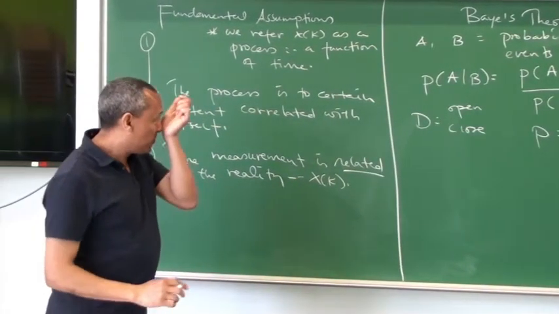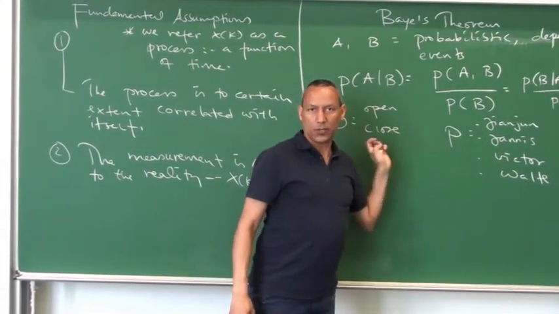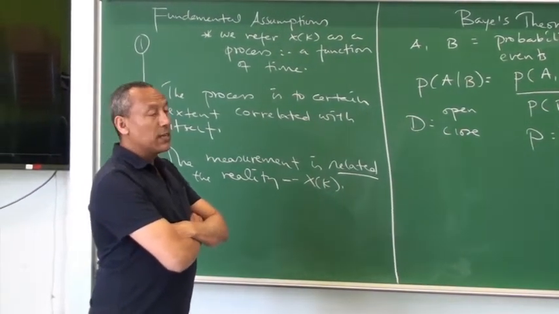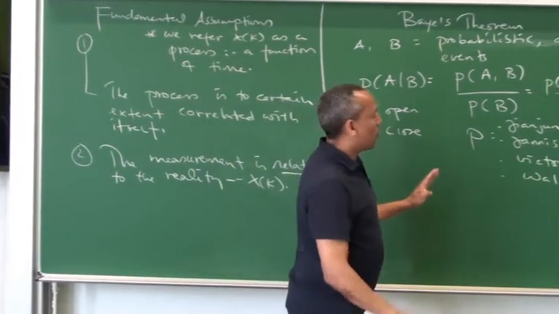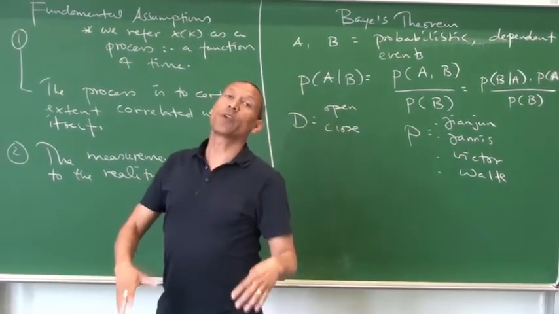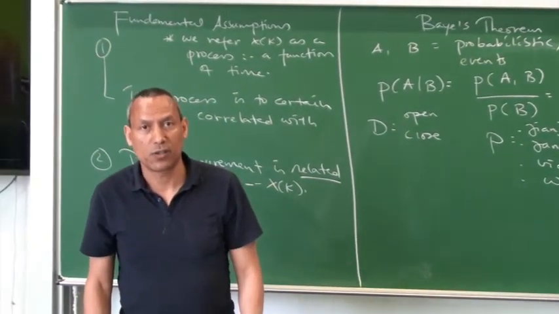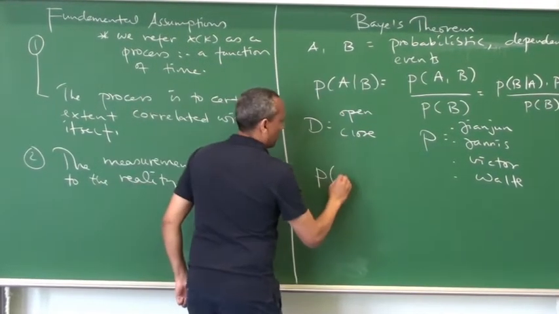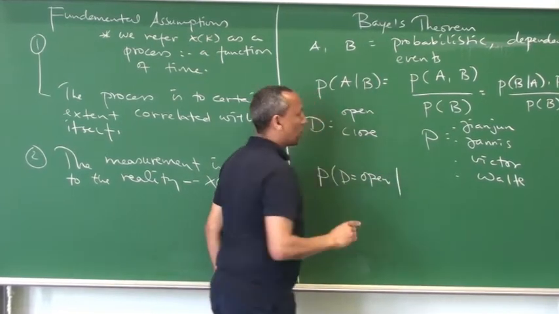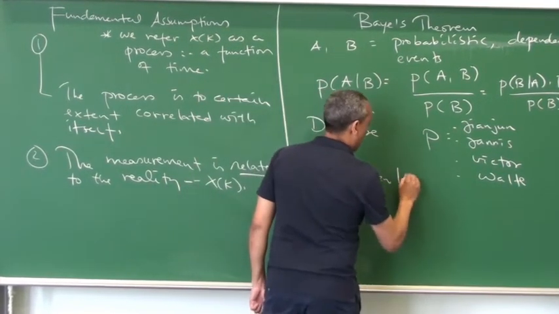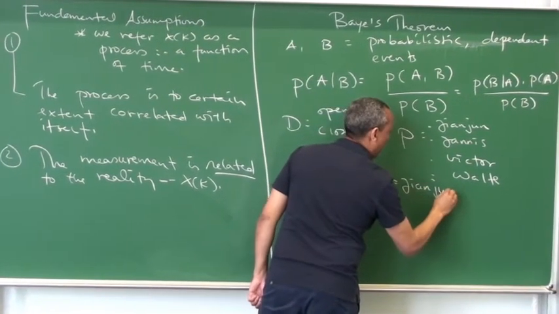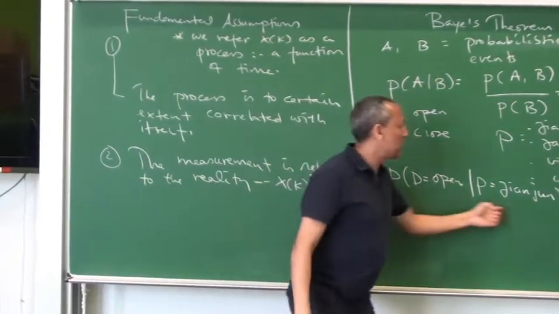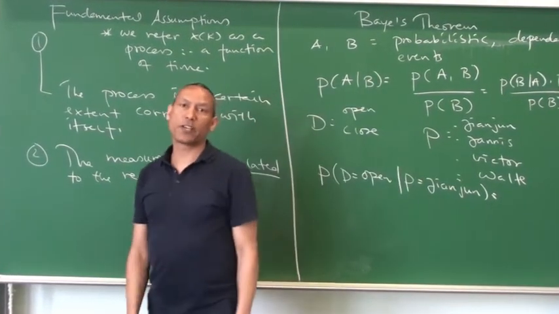So we want to know the relationship between this event. Now the question is the behavior of our researchers: we can observe, we can measure, we can do experiments. For example, here we have the probability that the door will be open given Janjun was in the lab. We can do an experiment, we can measure. So this is something obtainable by doing some experiment.